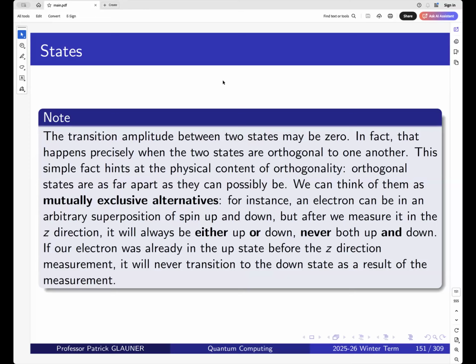From a physical perspective, this would mean that they could be seen as mutually exclusive alternatives. An electron can be in some arbitrary superposition, for example, of spin up and down, but after we measure it in the z direction, it will always be either up or down, never both at the same time.